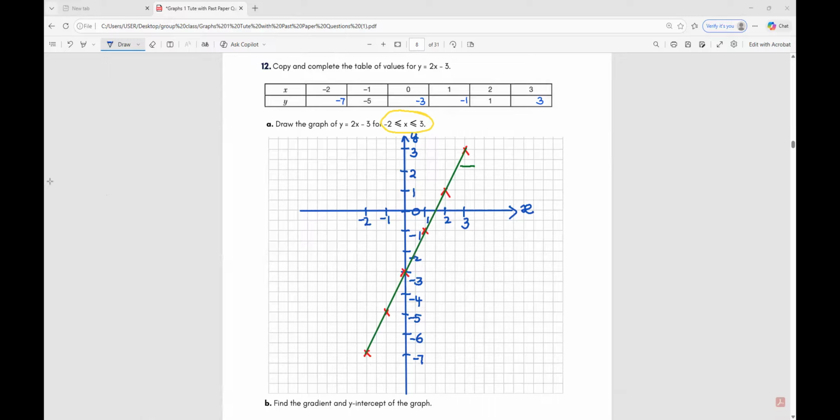Final thing, we should write the equation, label it. y equals 2x minus 3. Whether they give marks or not, you should practice it in a proper way. Label it, mark all the points. They are checking these points. So don't draw without marking the points.